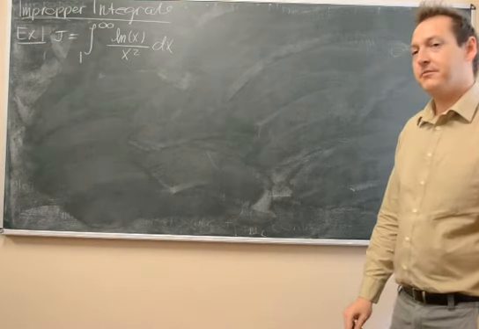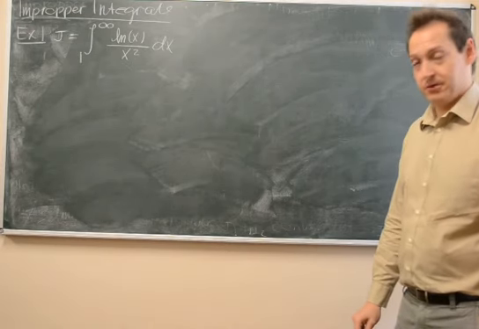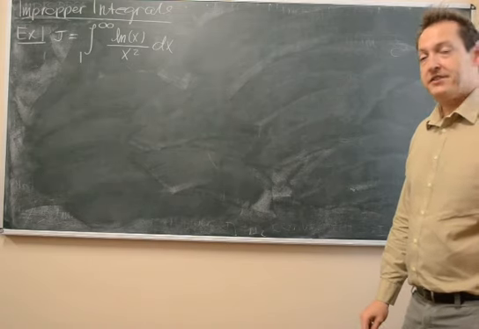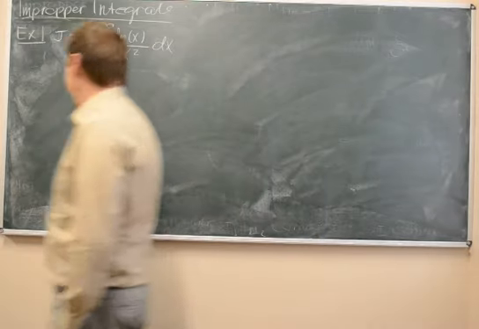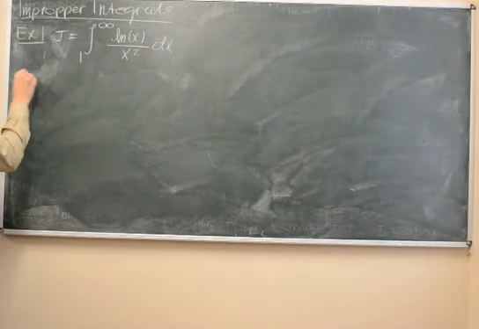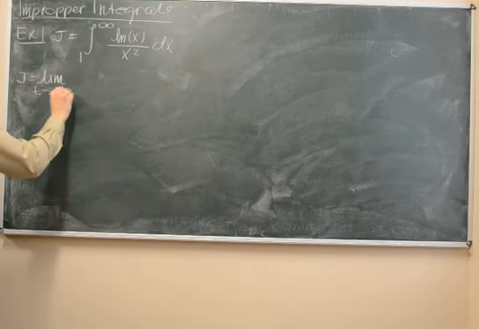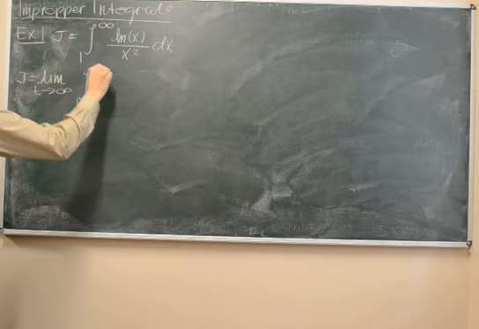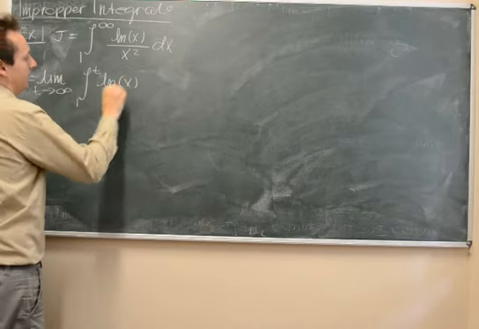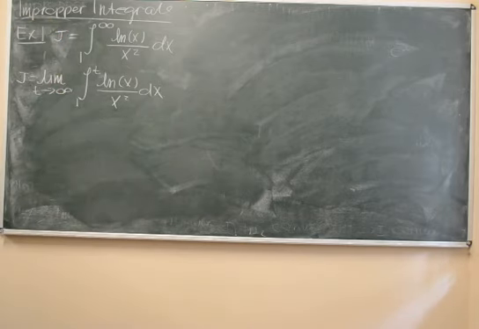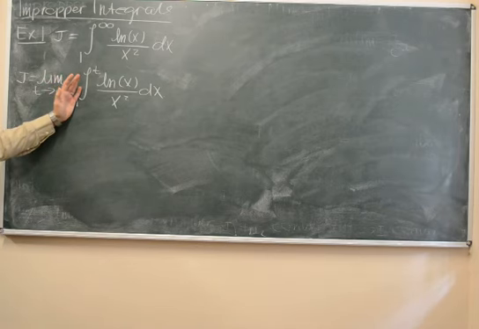So let's look at another example of calculating an improper integral. In this case, we're looking at the integral from 1 to infinity of ln x over x squared. Again, we have to express this integral as a limit. And again, now we have to calculate this definite integral, and we have to use integration by parts.